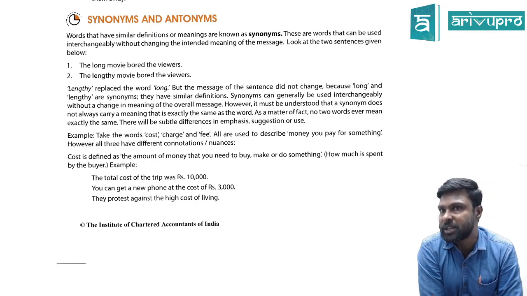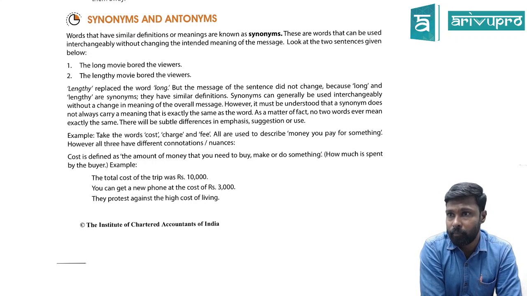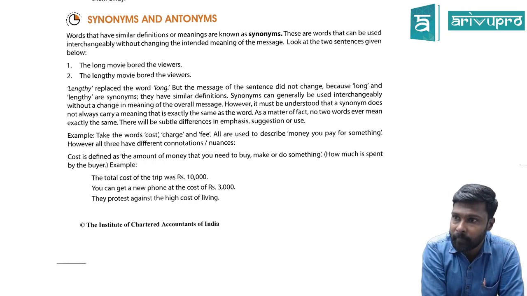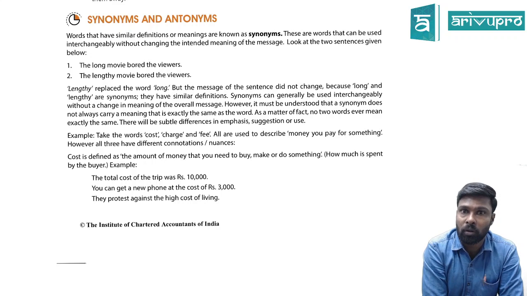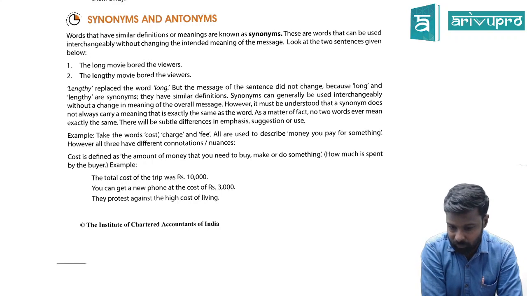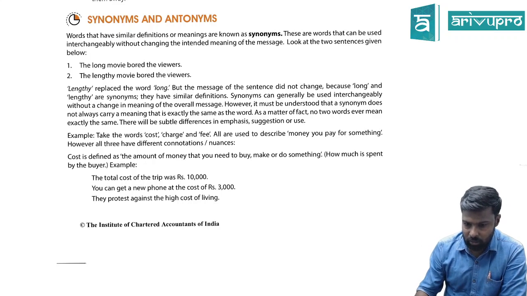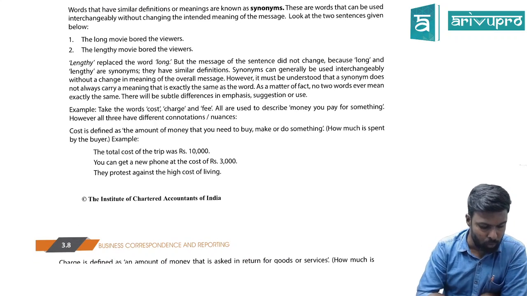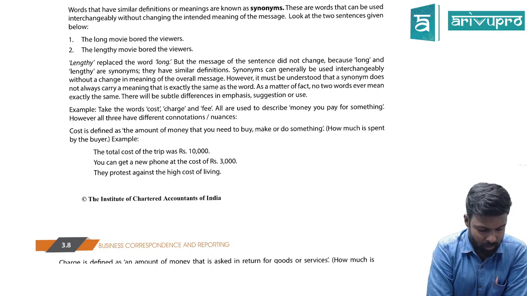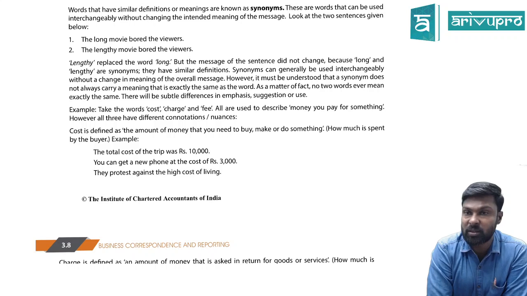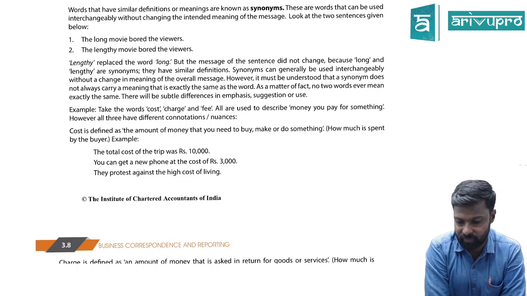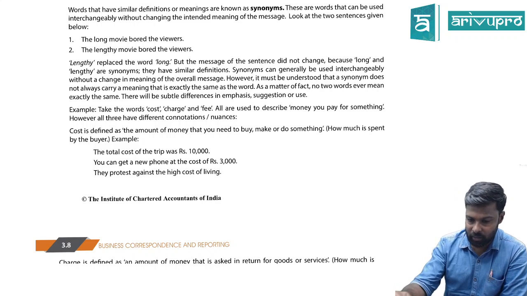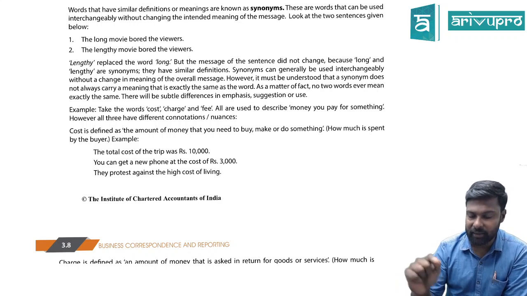So you need to understand that synonyms are very important. Like I said, if somebody utters a new word, you must be in a position to understand what that word means. Only when you know the synonym of a particular word will it be easy for you to follow what someone speaks. Look at the next one. The total cost of the trip was rupees 10,000. You can get a new phone at the cost of rupees 3,000. They protest against the high cost of living. Look at the way cost is being used in different perspectives.